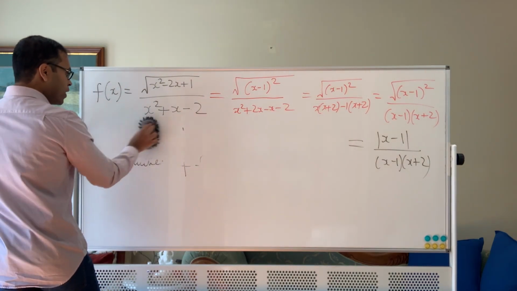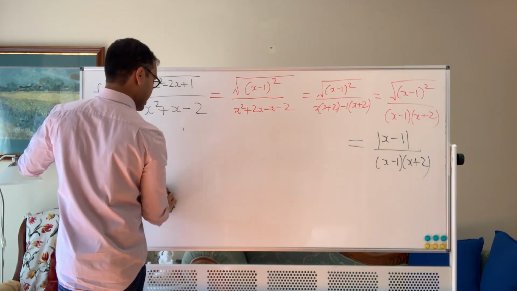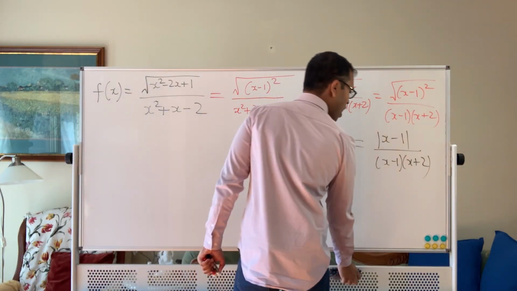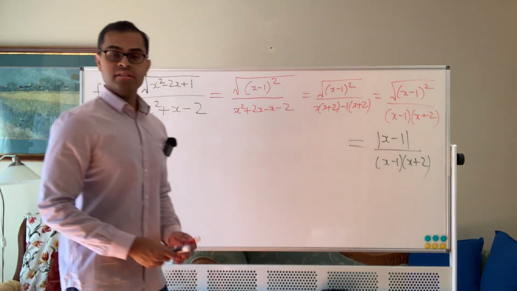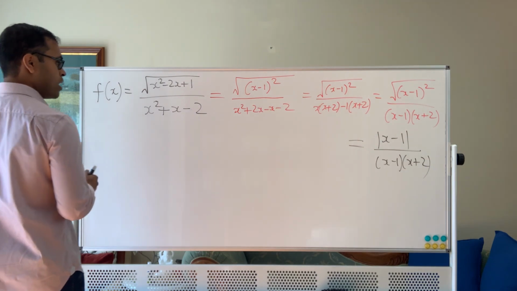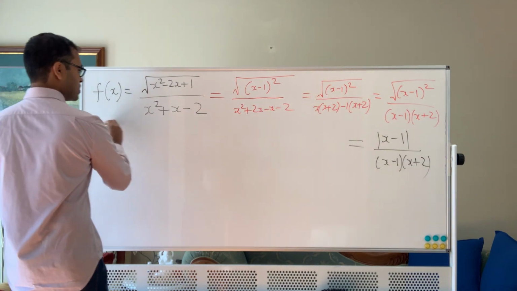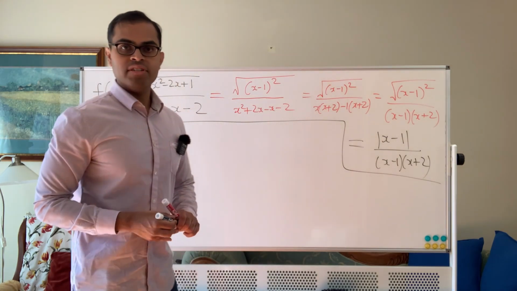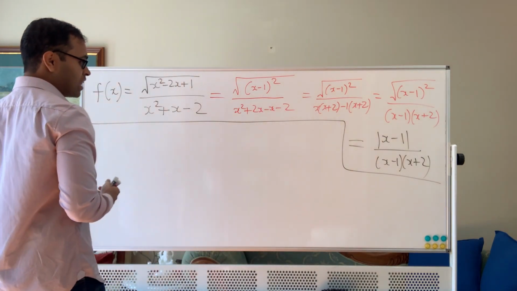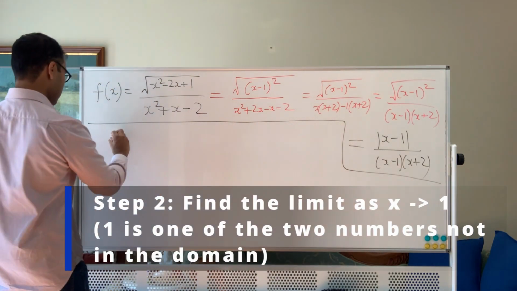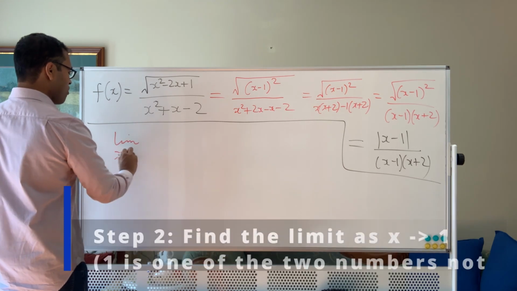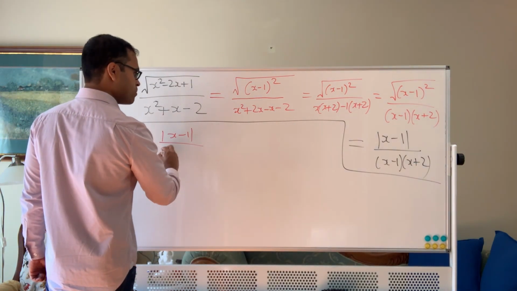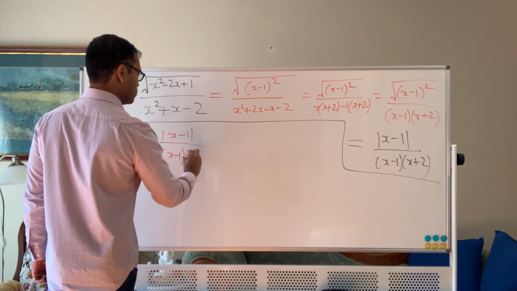Okay, so we're going to do the first one, which I like to do, which is going to be the limit as x approaches 1. Just let's do 1 first. It doesn't matter what order you do it in, but we'll do the limit as x approaches 1 of this expression. So I'm just going to put a little box here. So limit x goes to 1 of this expression, what's it going to be? Well, let's write it out: limit x goes to 1 of absolute value x minus 1 divided by x minus 1 times x plus 2.